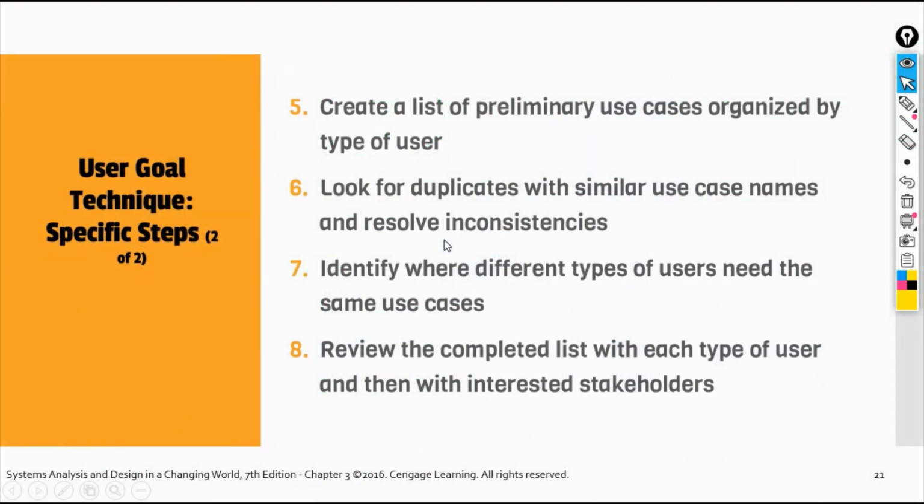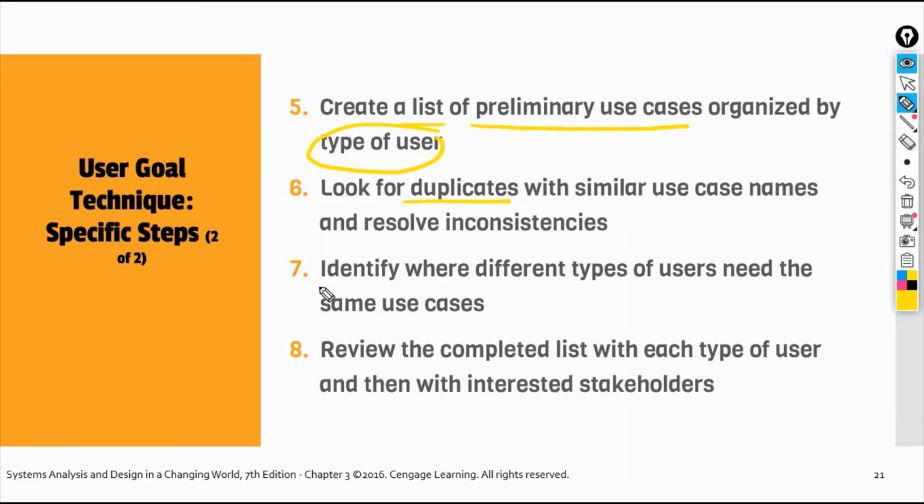So the next step is to create a list of preliminary use cases organized by each type of user. And then look for duplicates with similar use case names and resolve inconsistencies. So you should check if there are similar use cases with each type of user.